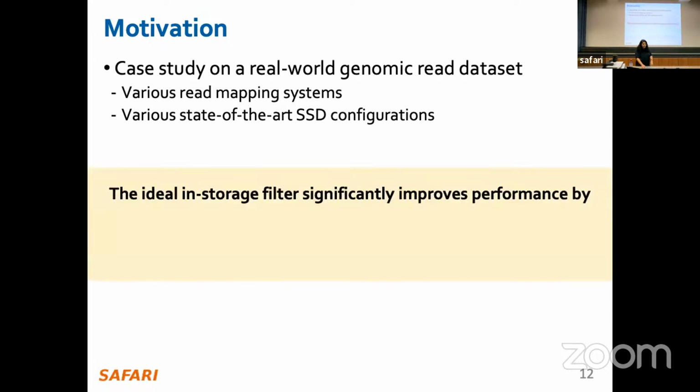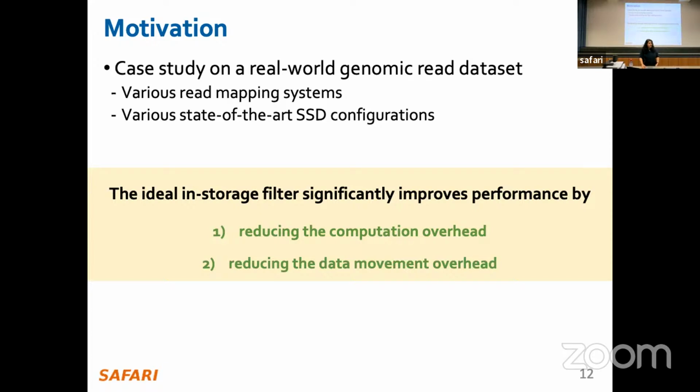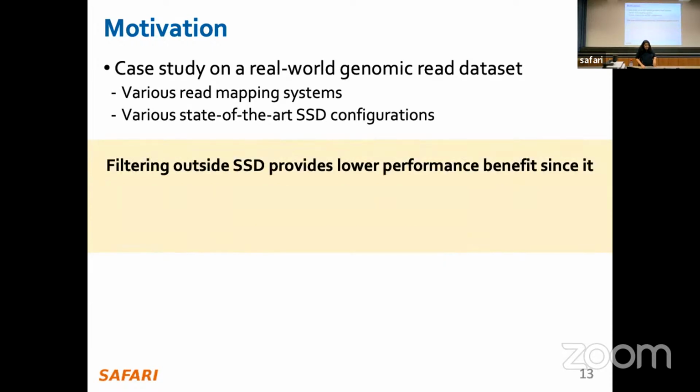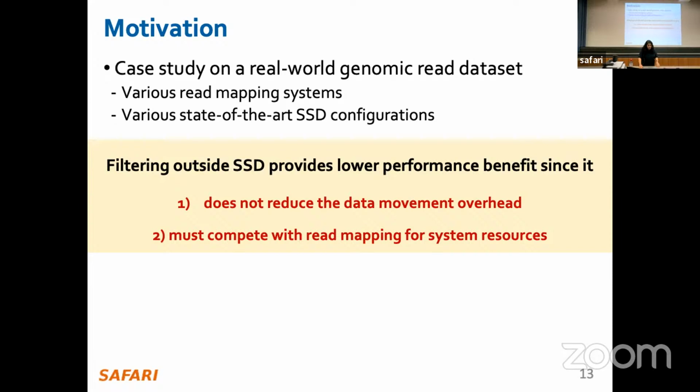First is that ideal in-storage filtering significantly improves performance by reducing the computation overhead and data movement overhead right from the storage. So you don't need to carry the data that you would eventually discard. You wouldn't need to carry it to main memory, to caches, to processing units. And filtering outside the SSD provides relatively lower benefits because it does not reduce data movement overhead from storage. And also it needs to compete with read mapping for system resources, for example, for external IO bandwidth or for main memory bandwidth. So it needs to compete with the read mapping also.